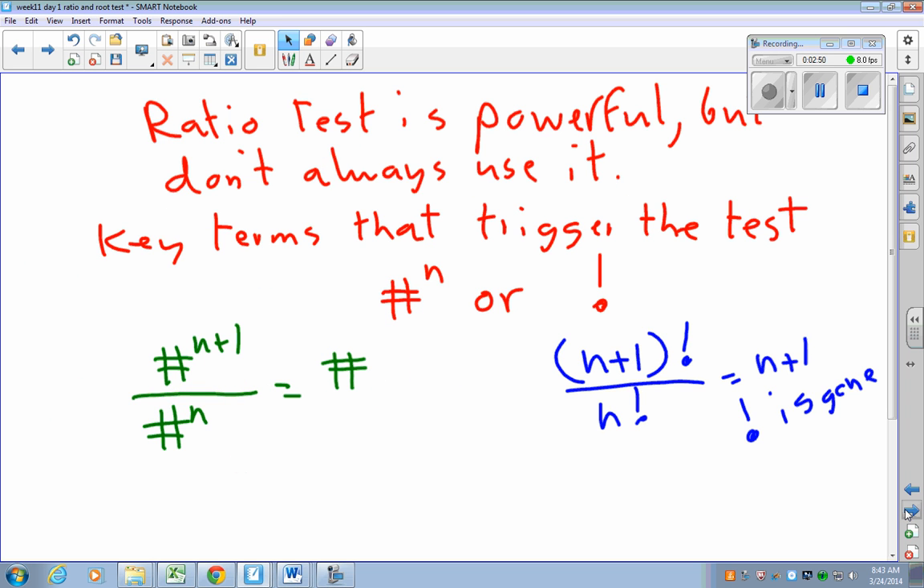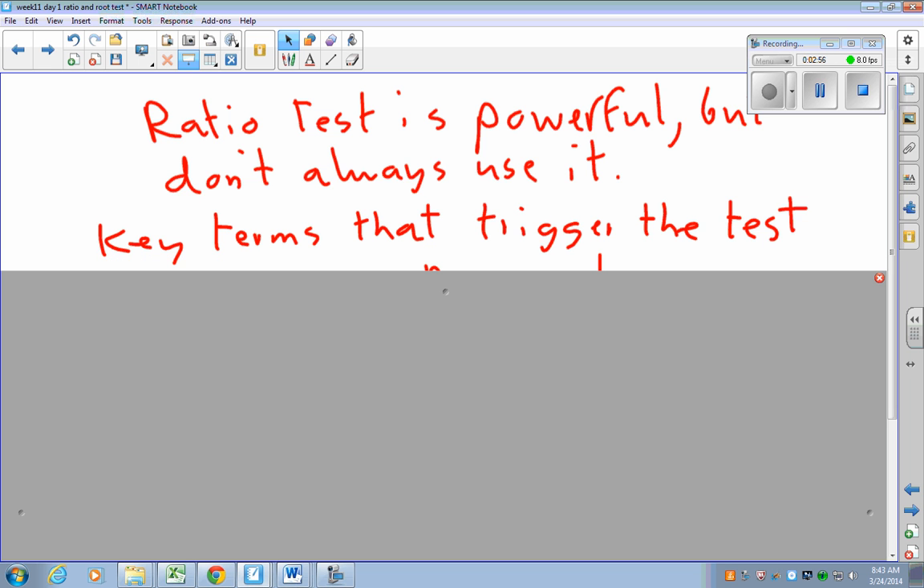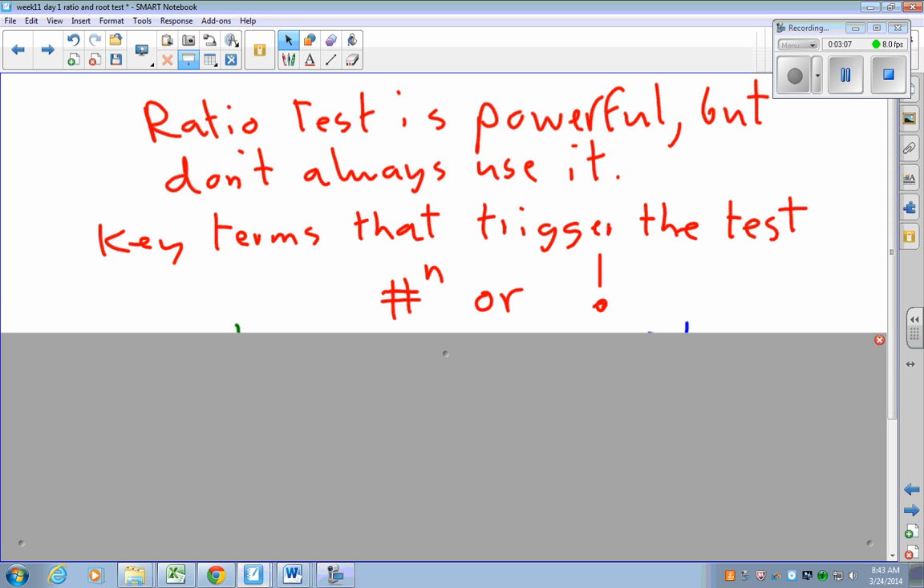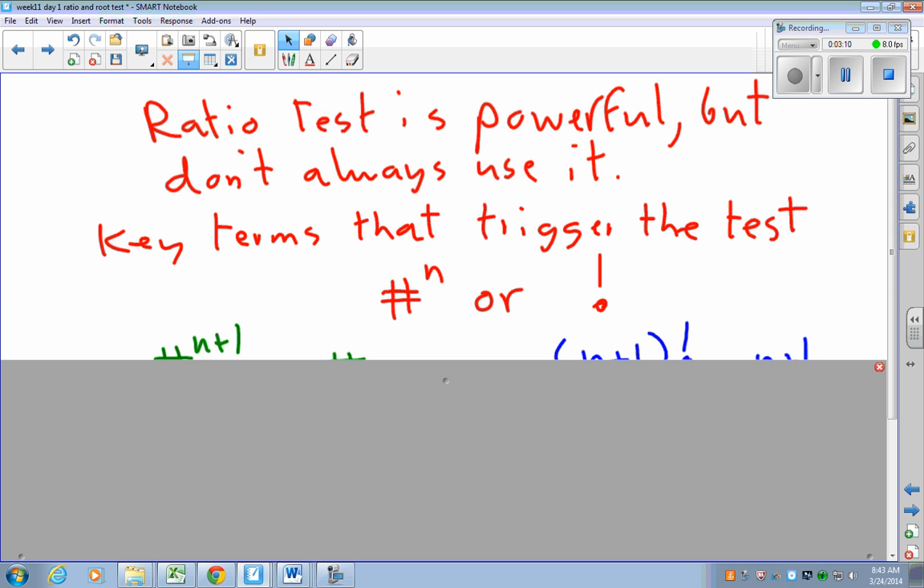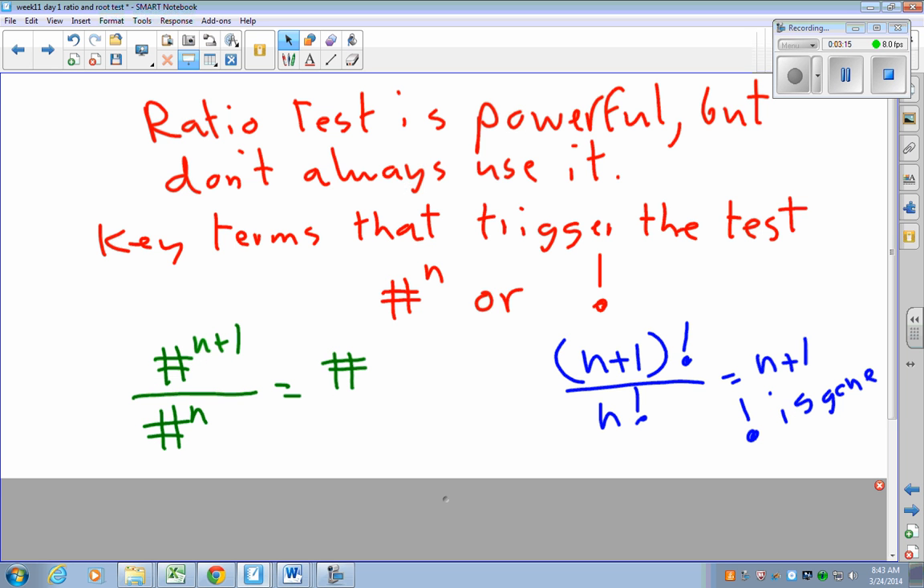So ratio test is very powerful, super powerful. But you don't always use it. When you know you should use it, or most likely use it, is when you see a couple specific things in your series. The thing that should trigger it for you is numbers to the n or factorials. So the reason is, in the green there, if you have a number to the n plus 1 over a number to the n, you're left with just the number. And the factorial part is if you have an n plus 1 factorial over an n factorial, you just get left with the n plus 1.